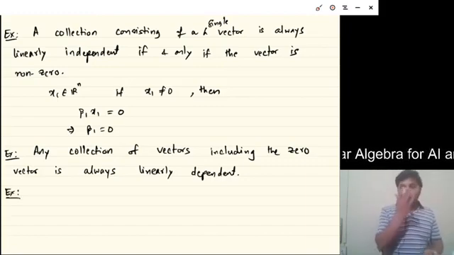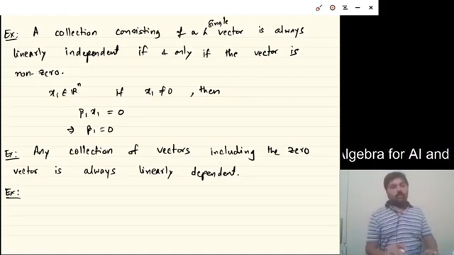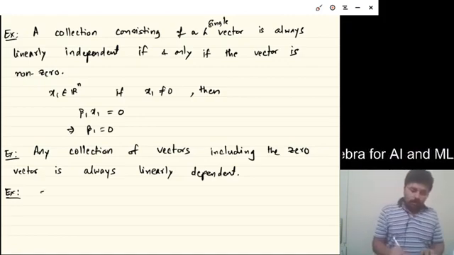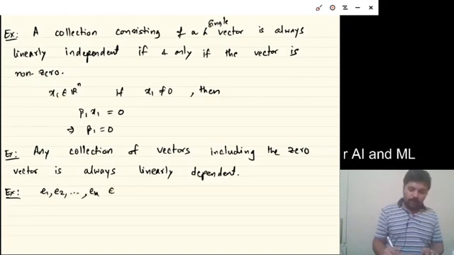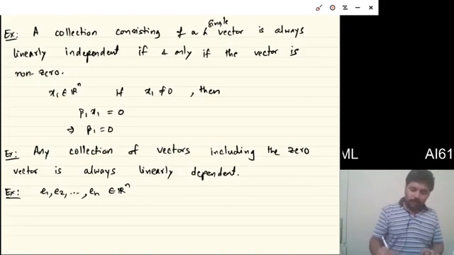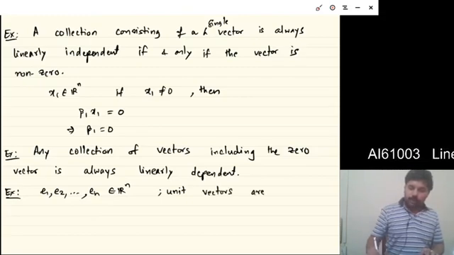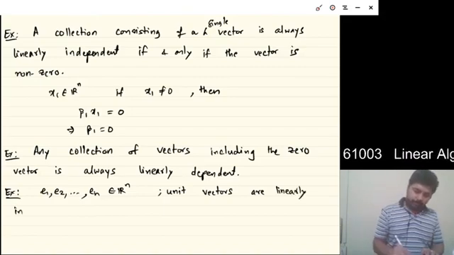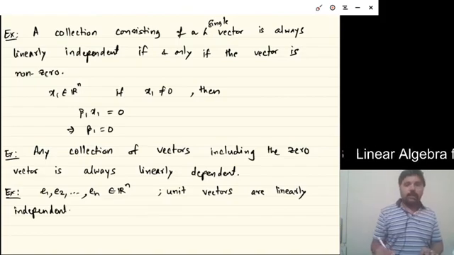Another example is, you have been seeing it from the first lecture and you must have guessed it by now. You took e1, e2 up to ek in Rn. Maybe you can go all the way up to n, it doesn't matter. e1, e2 up to en, the unit vectors, are linearly independent. Why are unit vectors linearly independent?